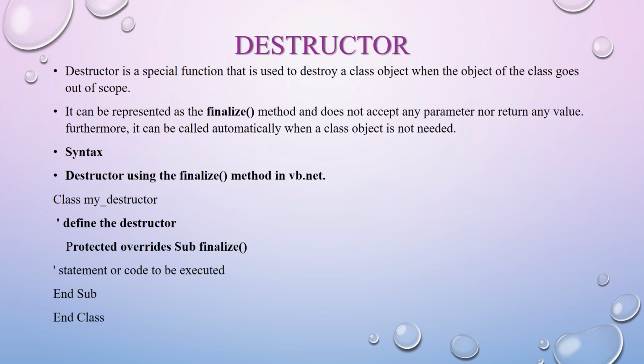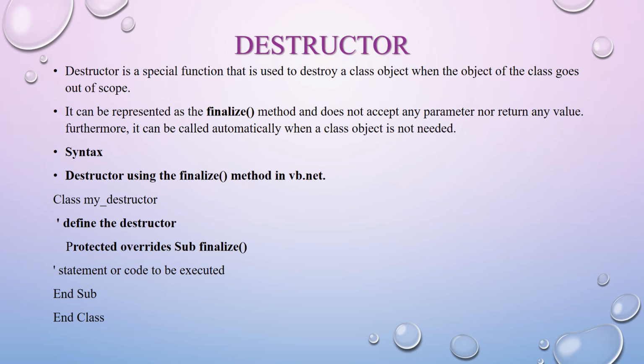Next comes the destructor. It is a special function that is used to destroy a class object when the object of the class goes out of scope. It can be represented as a Finalize method and does not accept any parameter nor return any value. Furthermore, it is called automatically when a class object is not needed.